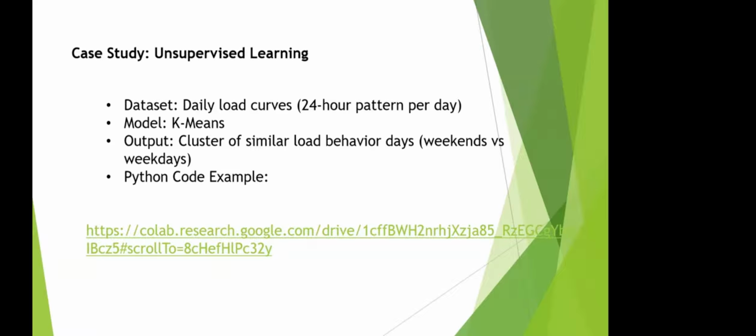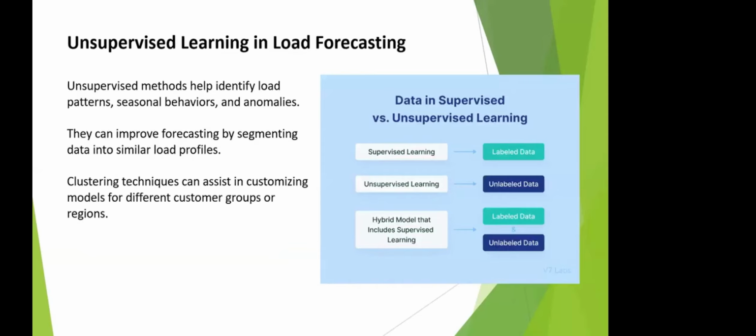This segmentation can inform tailored forecasting models for different day types and improve the accuracy. The Python code taken as an example in Google Colab demonstrates how to implement k-means clustering and visualize the results, showcasing its practical utility in load forecasting. Unsupervised learning in load forecasting plays a complementary role to supervised methods by identifying inherent patterns, seasonal behaviors, and anomalies in unlabeled data.